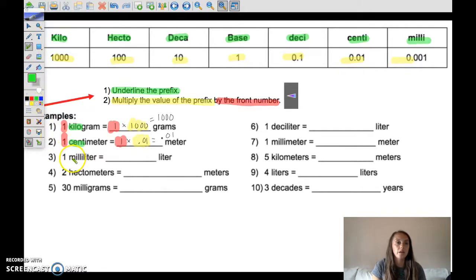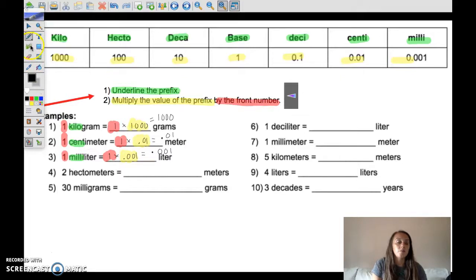And number 3, I see that milli is my prefix, and the number 1 is my front number. So I'm going to take my front number and multiply it by the value of milli, which after looking at my chart above, right over here, is 0.001. So 1 milliliter is 0.001, or 1/1000th of a liter.